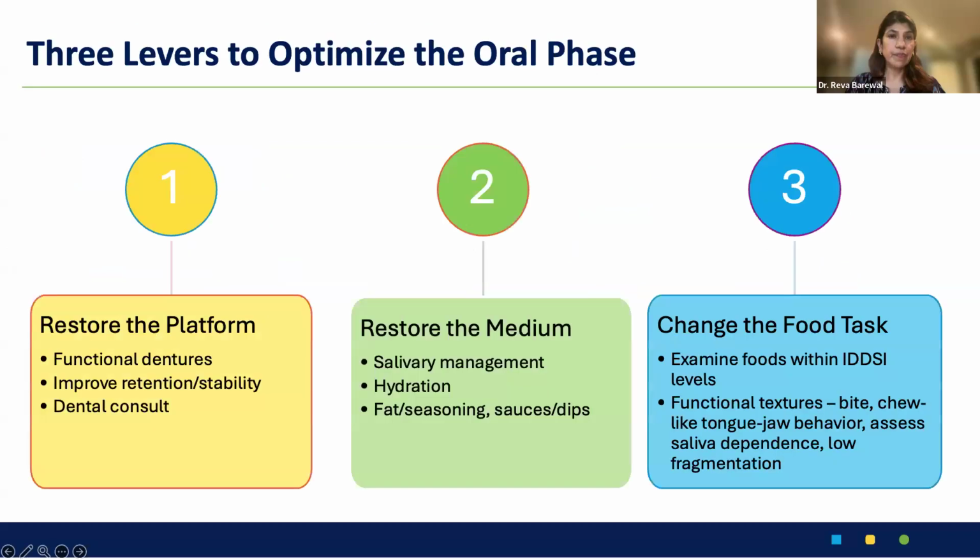versus a puree alone. So I just want to go over a review of the three levers to optimize the oral phase. I presented all of that information to you, and it's like, okay, now what do I do? Well, if you notice the dentures are not adequate and the retention and stability are low, then do a dental consult. Try to restore that platform, because what you're going to do is reestablish mastication where you have the greatest efficiency, which is the posterior region.